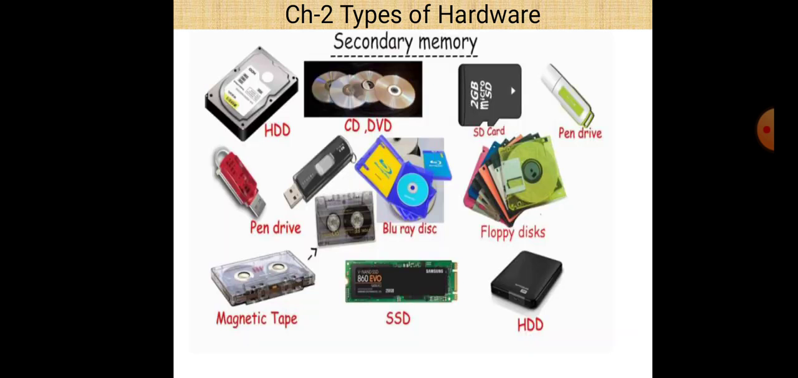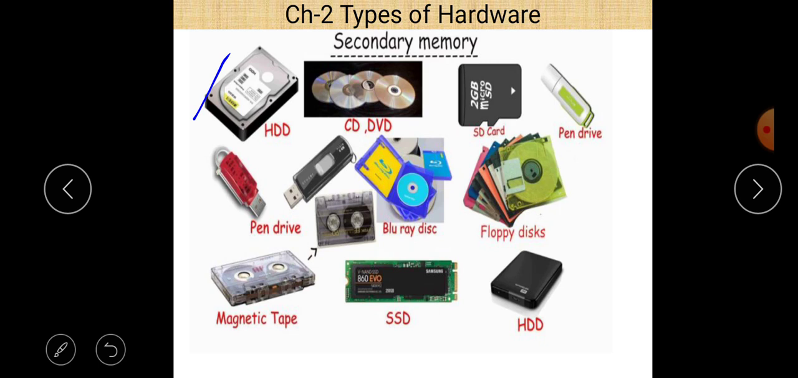These are examples of secondary storage you can see on the screen. A hard disk is an example of secondary storage. This is a hard disk here, and this is an external hard disk. We can connect it directly by USB port, so it works as secondary storage, and also like a pen drive. This is a pen drive, and that is an SD card, used mostly in mobile phones.